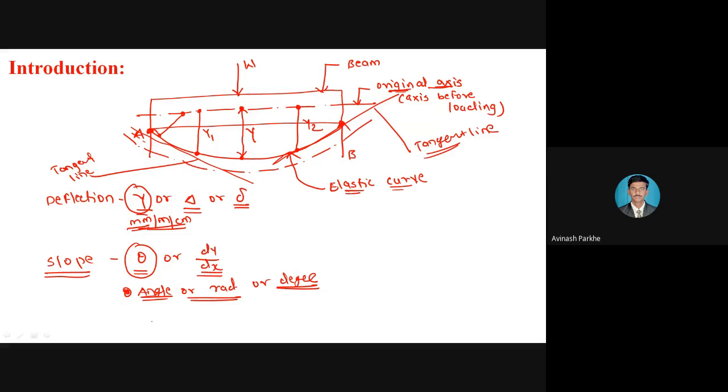What is the definition? It is defined as the angle between the tangent to the elastic curve and the original axis. Where is the tangent point? This is the tangent point on one side, and on the other side this is the tangent point. So it is the angle between the tangent to the elastic curve at that point and the original axis.